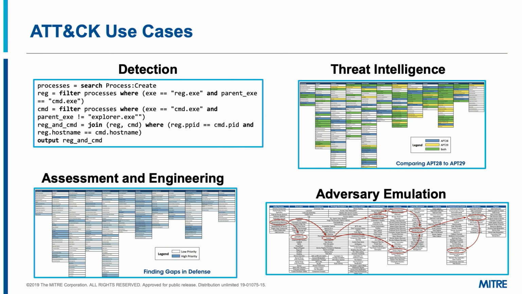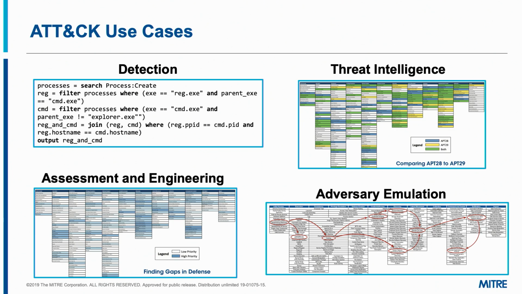Another use case is threat intelligence. You can track what techniques your adversaries use, track the adversaries you care about, compare between different adversary groups, and compare a single adversary group over time. Next up is assessment and engineering. As you're mapping your detections to ATT&CK, you can start to assess where your gaps are and where you need to improve. Taking that knowledge, you can then figure out where you want to make your investments for future engineering and your defenses, and how to improve them over time.